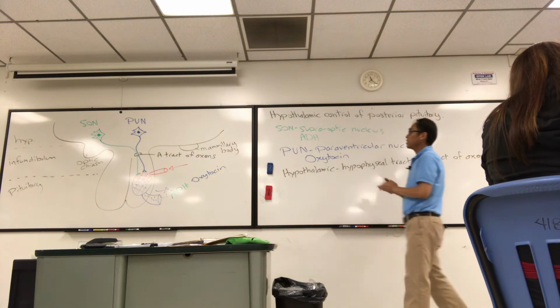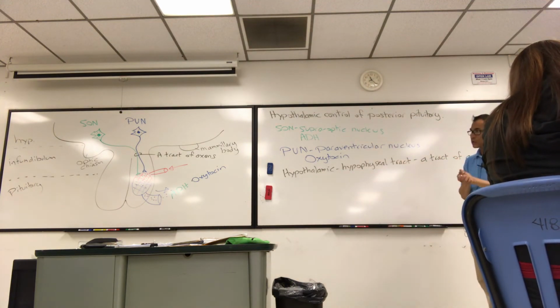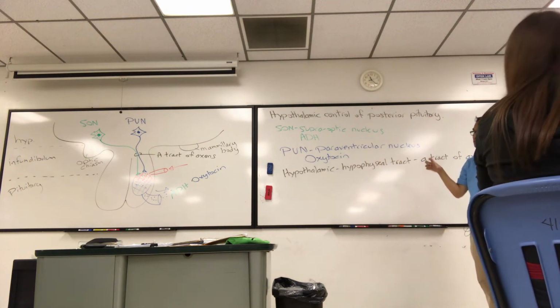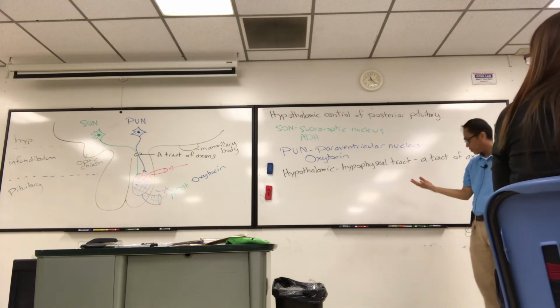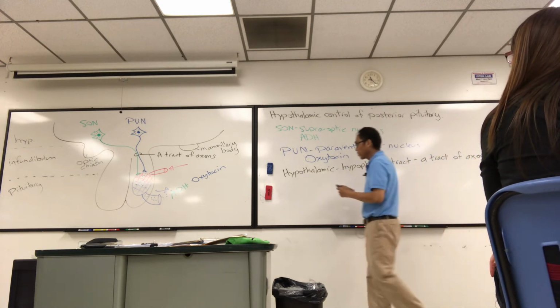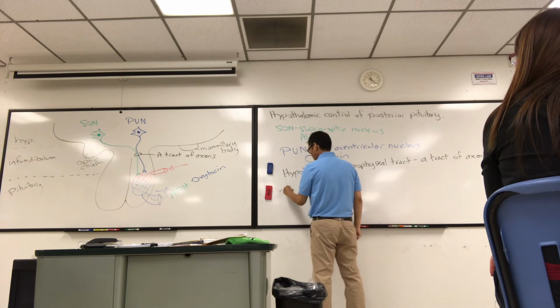So what we say is, this is a direct neural connection between hypothalamus and posterior lobe. That's why it's called pars nervosa, a direct neural connection, quote unquote.